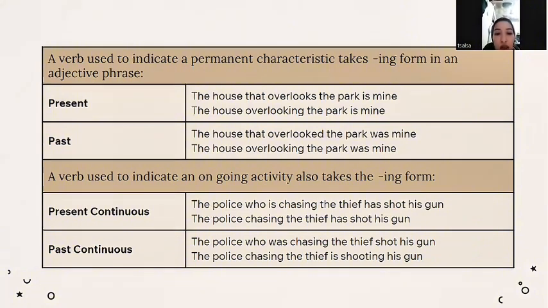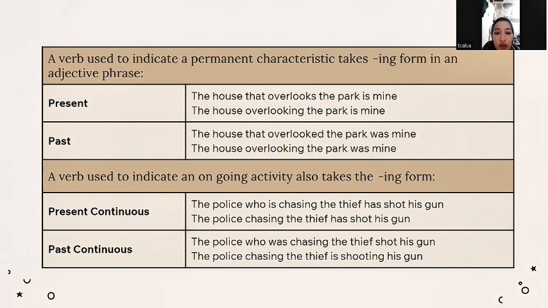A verb used to indicate a permanent characteristic takes the form of an adjective phrase. Present: The house that overlooks the park is mine. The house overlooking the park is mine. Past: The house that overlooked the park was mine. The house overlooking the park was mine.